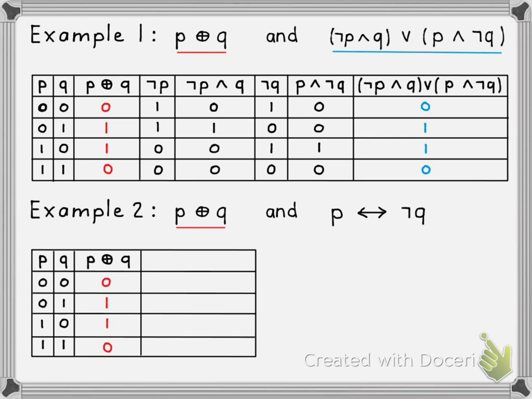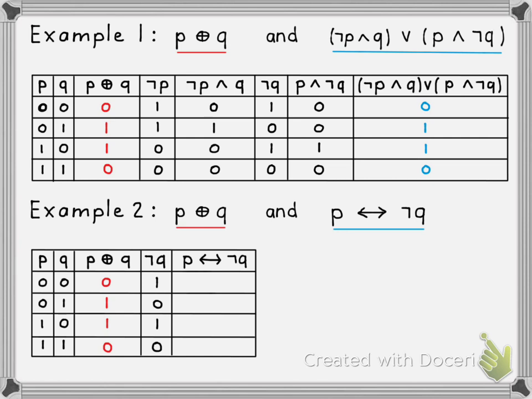It's a biconditional with P as the first operand, which is already taken care of in the first column, and not Q as the second operand. So we need to add not Q as the fourth column of our truth table. And that's just the negation of the second column. Now we're ready to build the truth table for the second input proposition, P biconditional not Q.